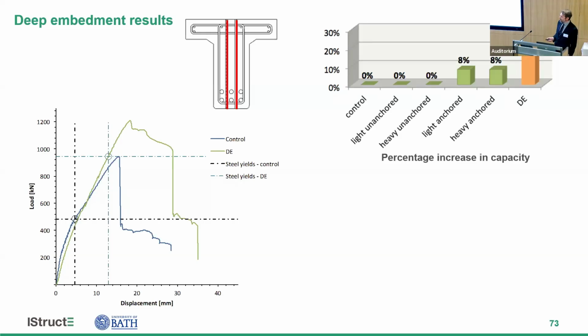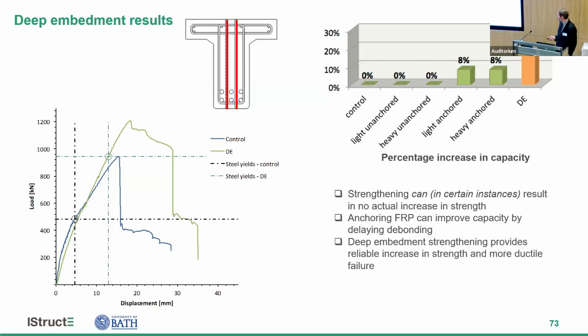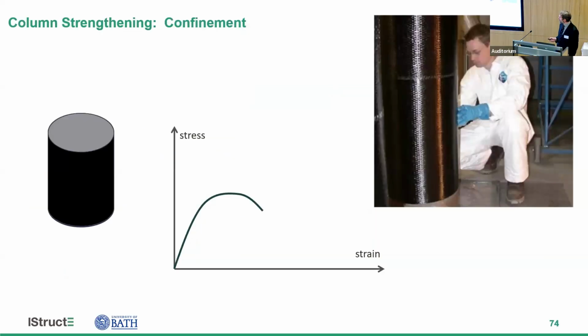So the deep embedment strengthening, 28% increase in capacity. The anchored ones, 8% increase in capacity, but the ones with no anchorage, no increase in capacity. So strengthening can, in certain instances, result in no actual increase in strength. Anchoring the FRP can improve that capacity by delaying that debonding, and deep embedment seems to work very well in terms of increasing the strength and providing a more ductile failure.